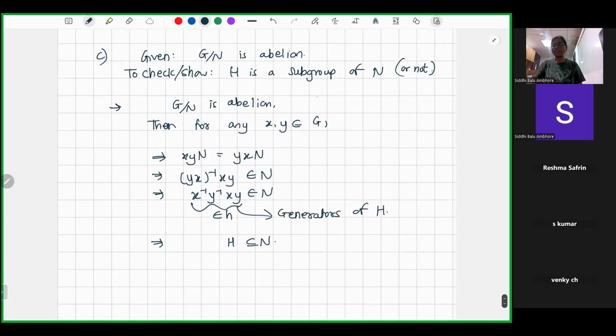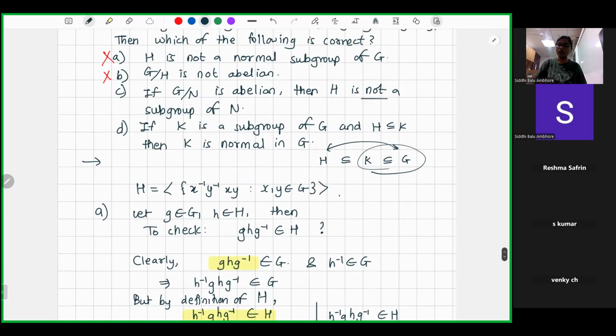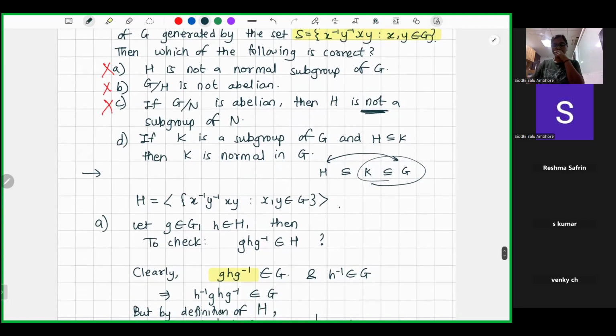Therefore, this is indeed a subgroup. So H itself was a subgroup, and now it is completely contained inside N. So it is a subgroup of N. So the statement that it is not a subgroup is false. It is a subgroup of my other subgroup, and H is a subgroup of this N such that G quotient N is abelian.